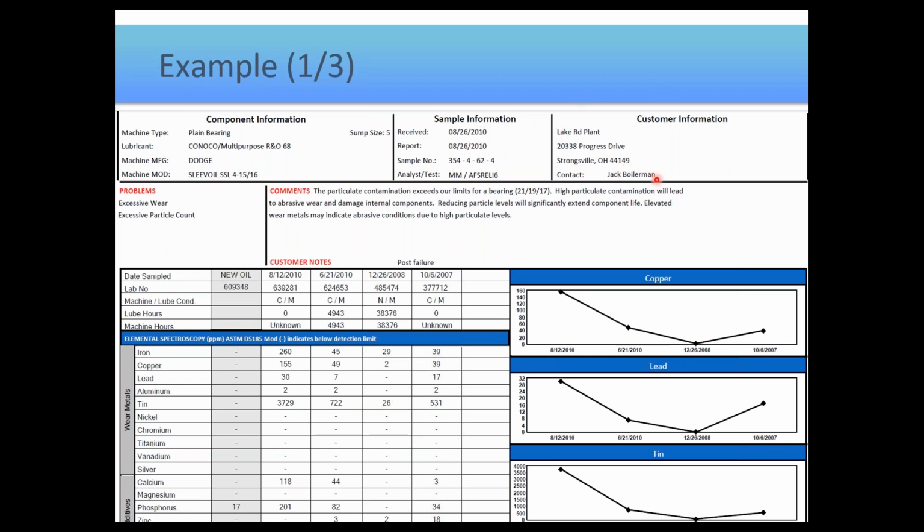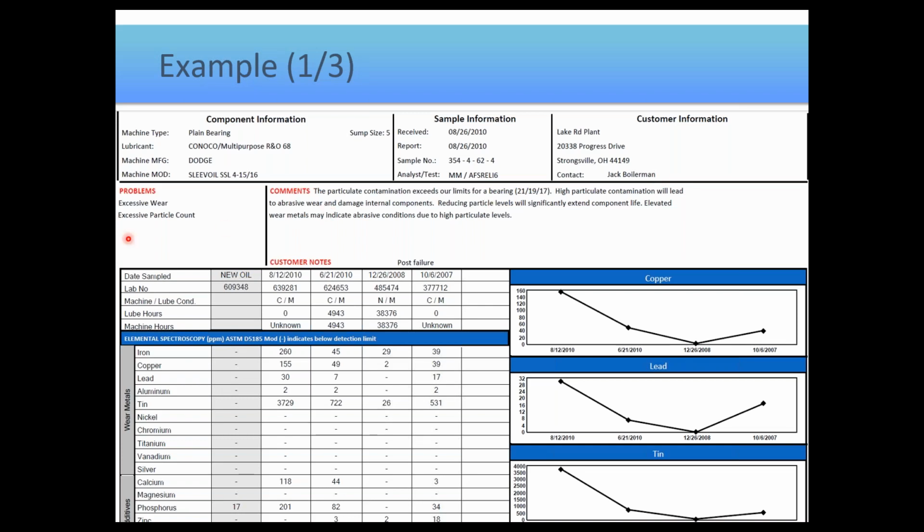And I always tell people, look, I know it seems silly to read the customer information because this is going to be the end user's name, address, but this helps make sure it's your report, that this is the report you think it is for the machine you think it is, so on and so forth.